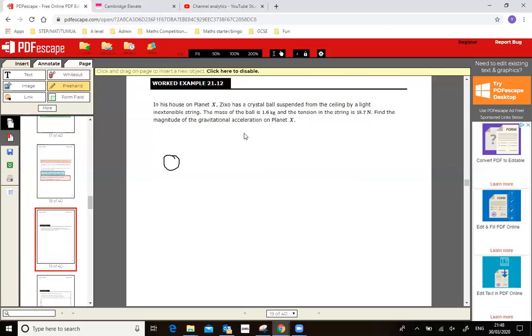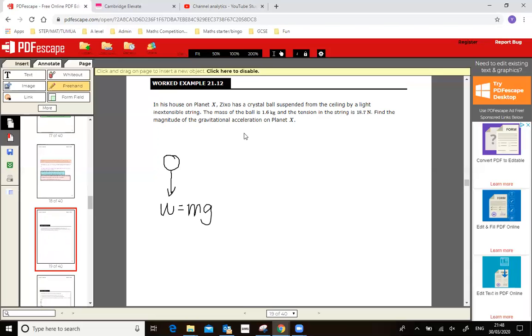So what do we have? As we know, the crystal ball has mass 1.6 kilograms, which means it will have a weight, and the weight always acts towards the center of the planet, which is downwards in this case. Let's label it with W. And we know that W equals m times g. Now be careful here, I use g, but g is not 9.8 in this case.